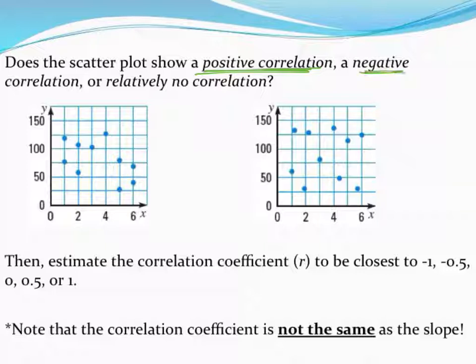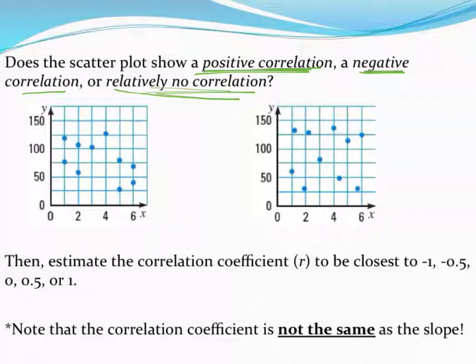A negative correlation would mean the reverse of that, so a downwards trending line: x would get bigger as y got smaller. Or possibly you're going to see relatively no correlation, meaning the data is just completely scattered. There's no trends in that data. So the first question is to figure out what kind of scatter plot we have. And it takes a little bit of guessing, I suppose, but we can make an educated guess.